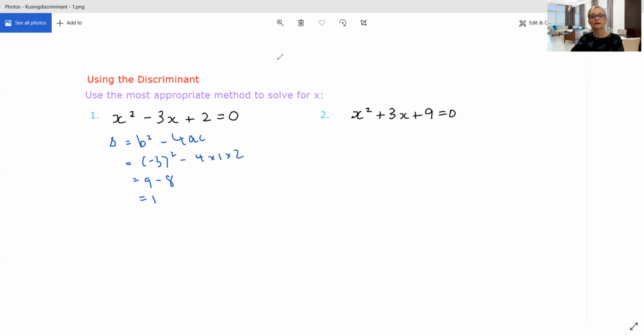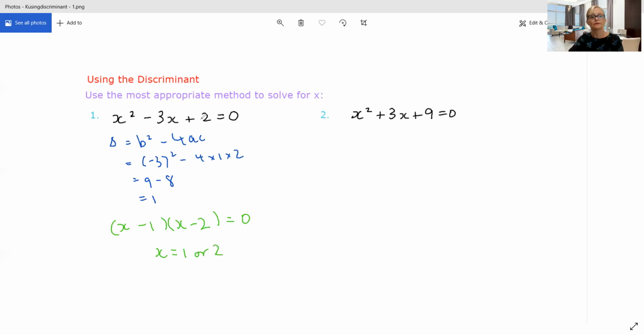So let's do that factorisation now. This is an easy one to factorise because there's just really a 1 in front of our x squared. So we're looking to make our two brackets with an x at the start of each one. And we're looking for two numbers that multiply to give positive 2 and add to give negative 3. So negative 1 and negative 2 will fit the bill there. So x is 1 or 2.